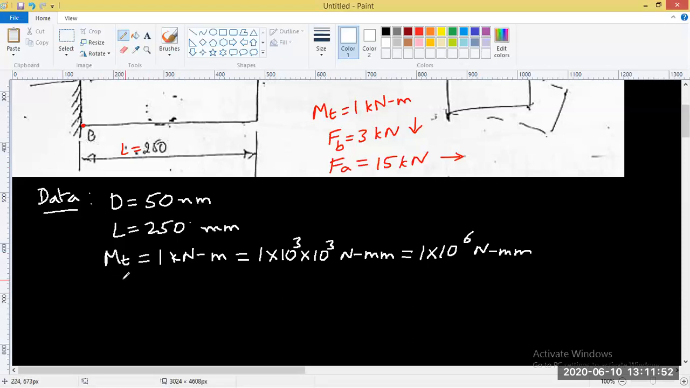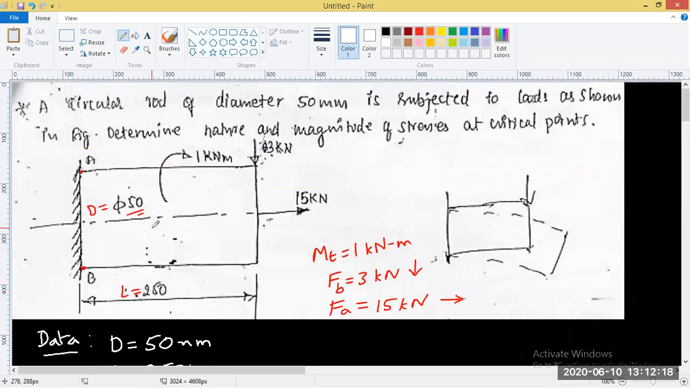And what else is given? The bending force is given, so let's type FB for bending. It is 3 kilonewtons, so let's say 3 into 10 power 3 newtons. It is 3000 newtons. Then the axial force is 15 kilonewton, which I'll write in terms of newtons. And what else do we have? Yeah, that's it.